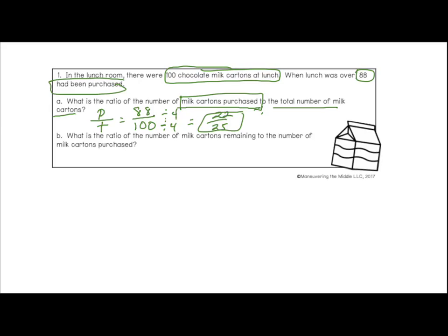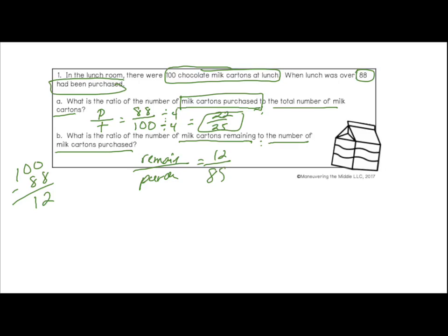The next one asks, what is the ratio of the number of milk cartons remaining to the number of milk cartons purchased? Well, sometimes you have to do some math. So we know there were 100 to begin with and 88 were purchased. So we're going to take 100 and subtract 88, and that leaves us with 12. So we're going to have our remaining to our purchased. So it's going to be 12 to 88.